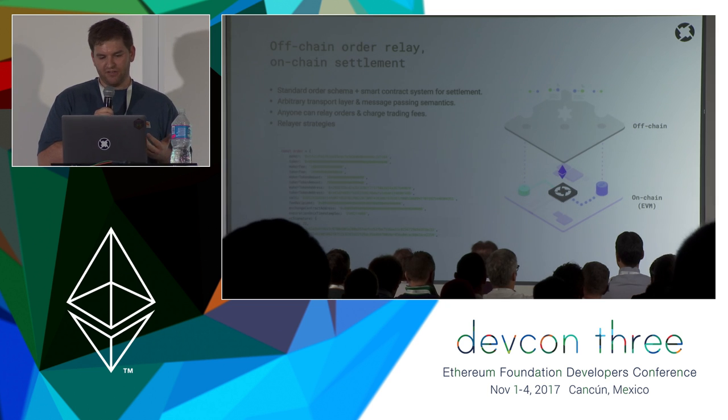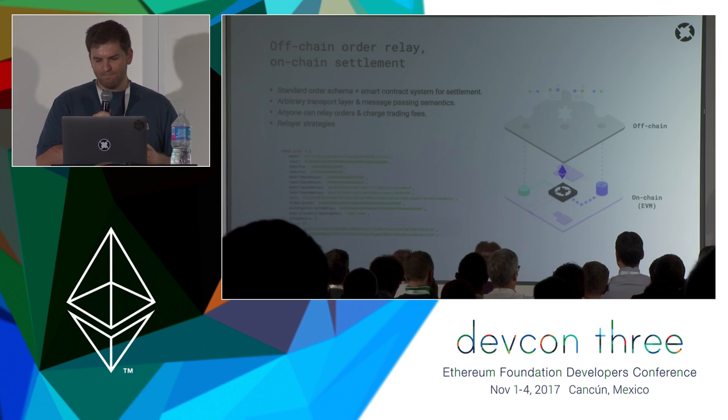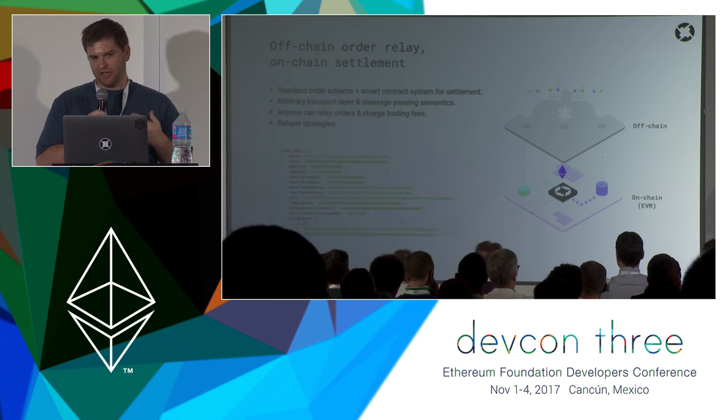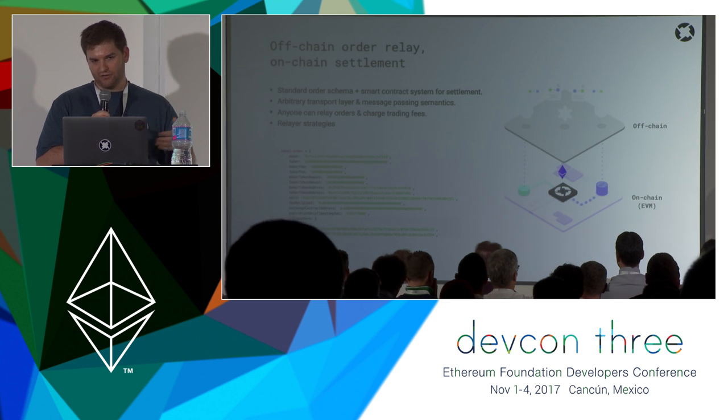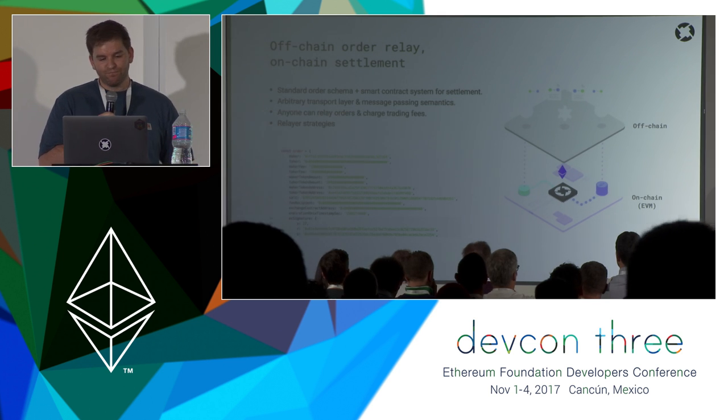Another thing that is different is that the message passing semantics are arbitrary and you can choose to use a variety of different strategies. So if I wanted to trade directly with a counterparty in a peer-to-peer fashion, like an over-the-counter trade, I can just create this order that specifies the parameters I'm interested in trading at, and I can cryptographically sign it, and I can send it to my counterparty, and we can settle that trade directly on the blockchain, completely free. There's no fees involved other than the gas costs.